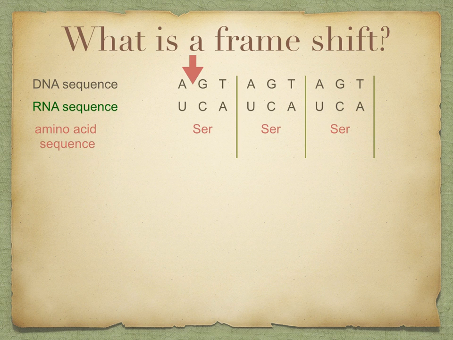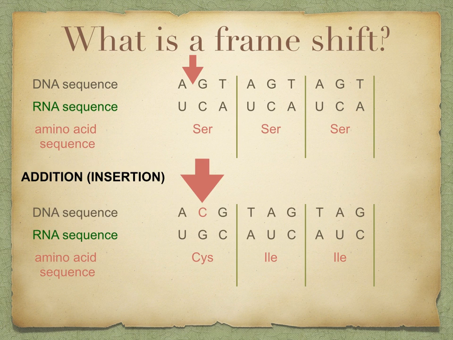Okay, let's have a look at addition. So what happens during addition? If you add a base, for example cytosine, into the base sequence, have a look at what's going to happen to the DNA sequence. Can you see that it's shifted to the right? Now have a look at the amino acids that are coded for. Are they the same?